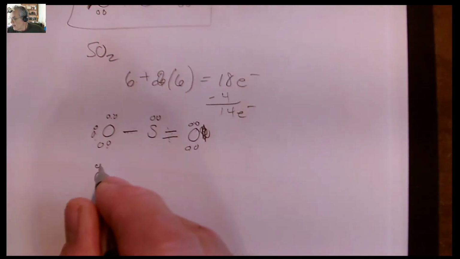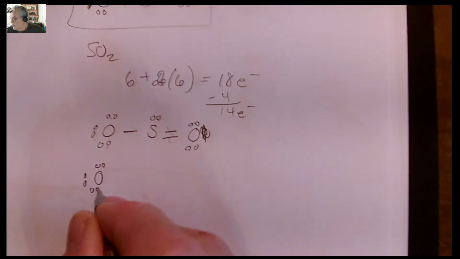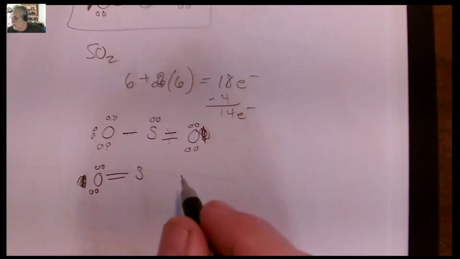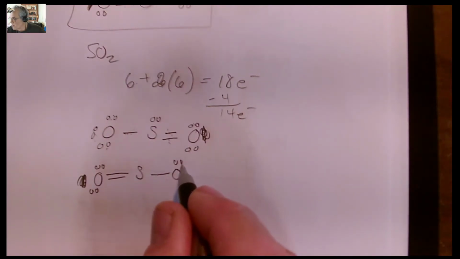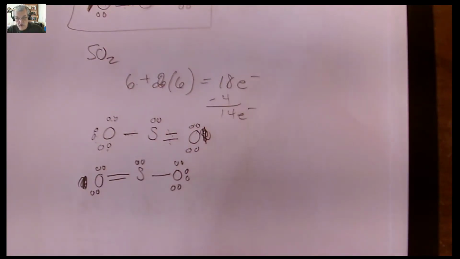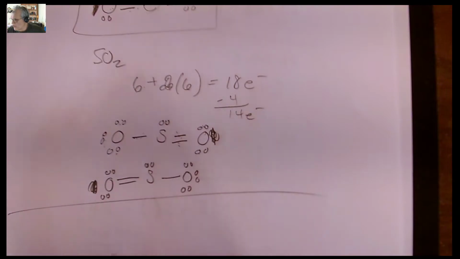I could write this either way. I could also write it as the other form. That would also satisfy the octet rule for everything, and it would satisfy the structure. So either one of those could be done. All right, so let's do one more, just a little bit strange one.